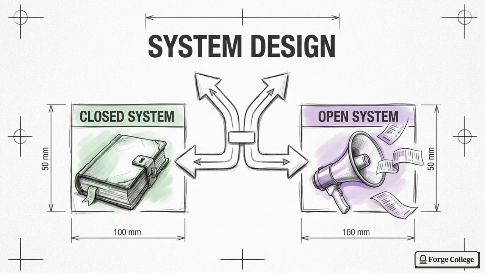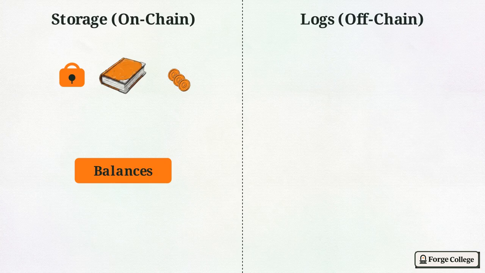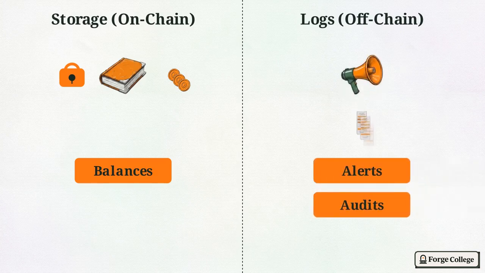This leads to the most important architectural choice you'll make, deciding when to use storage and when to use logs. Here is the breakdown. Use on-chain storage for data the contract must read and enforce, like account balances. It's expensive, but it's the only way the contract sees data. For everything else, transfer alerts, notifications, audit trails, use events. This keeps costs low while informing external apps.